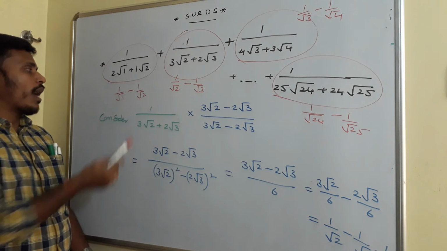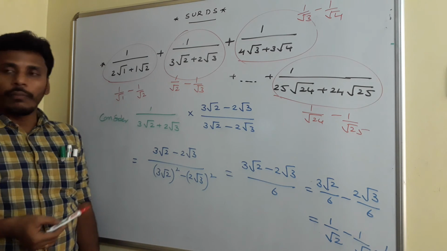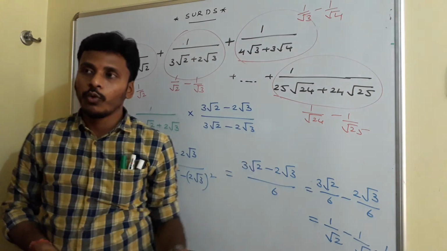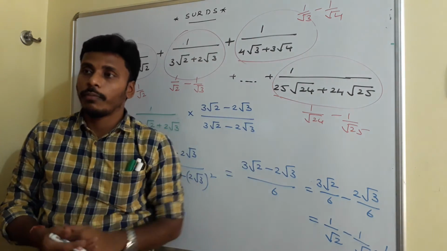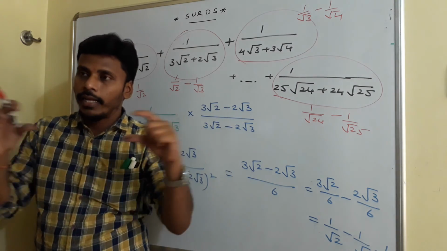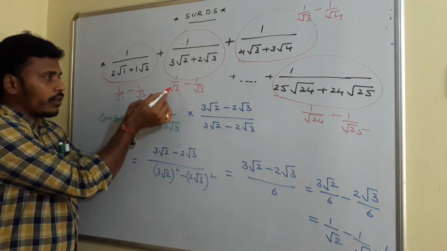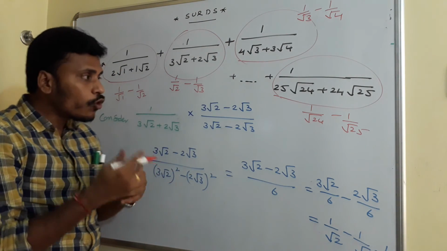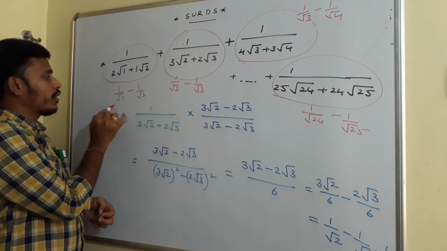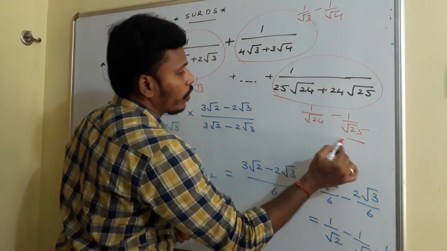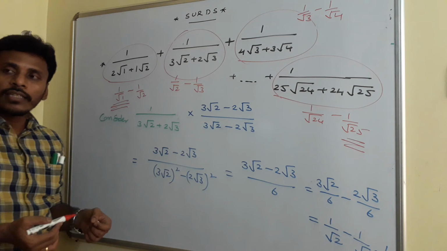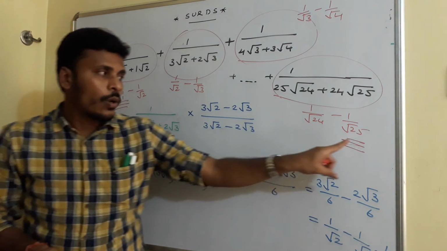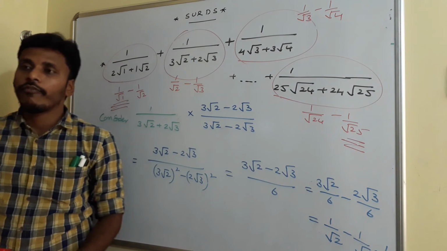Now at the end you need to add 1 by root 1 minus 1 by root 2, 1 by root 2 minus 1 by root 3, 1 by root 3 minus 1 by root 4, and so on up to 1 by root 24 minus 1 by root 25. If you maintain a step for this, the minus 1 by root 2 and plus 1 by root 2 get cancelled, minus 1 by root 3 plus 1 by root 3 gets cancelled. If you continue like this, at the end you are left with 1 by root 1 and minus 1 by root 25. And you have a chance to simplify it, right? So your answer is 1 minus 1 by 5, and that is 4 by 5.